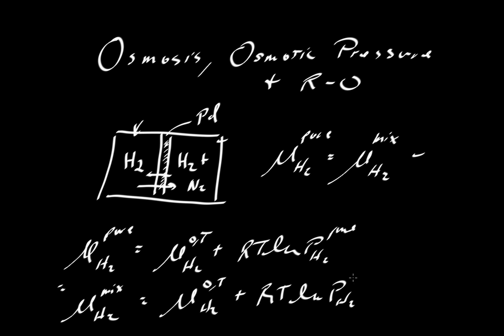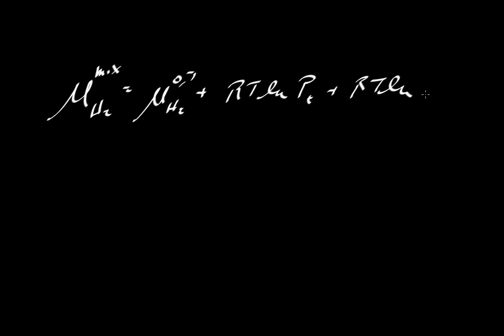But here we're looking at the pressure of H2 in a mixture. So if the pressure of H2 on the right-hand side is equal to the mole fraction of H2, multiplied by some total pressure PT, then we can put that in here, and this is what we get for the right-hand side: the chemical potential of H2 in the mixture is equal to the chemical potential of the pure stuff at temperature plus RT ln of the total pressure, plus RT ln of the mole fraction Xi.